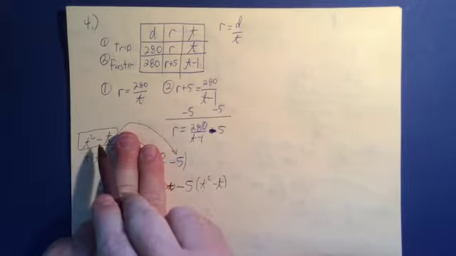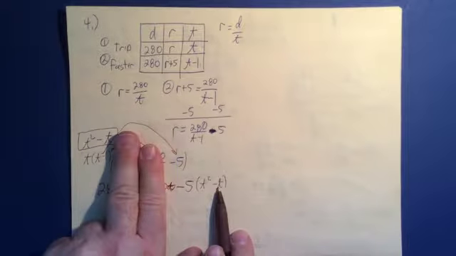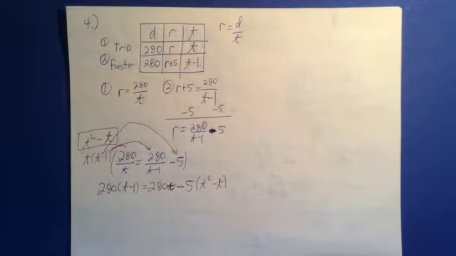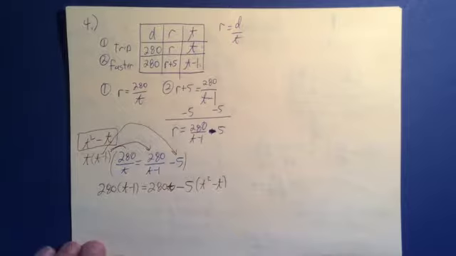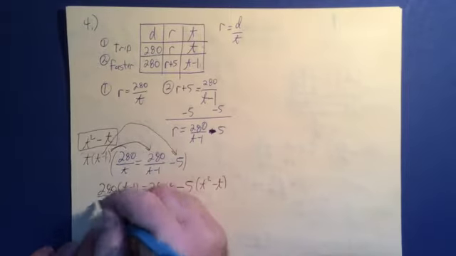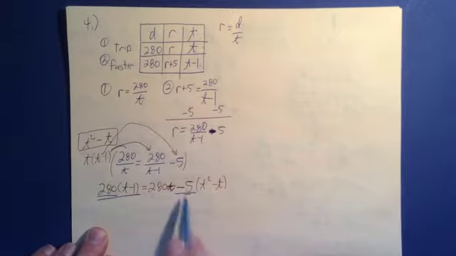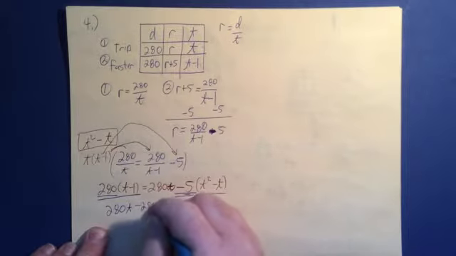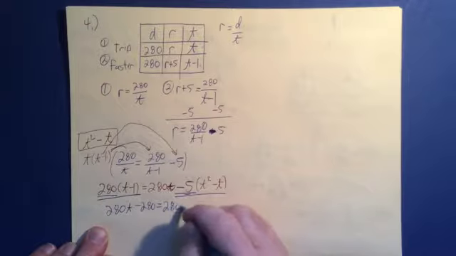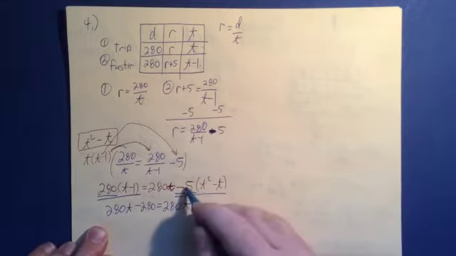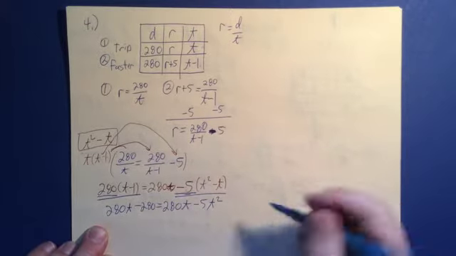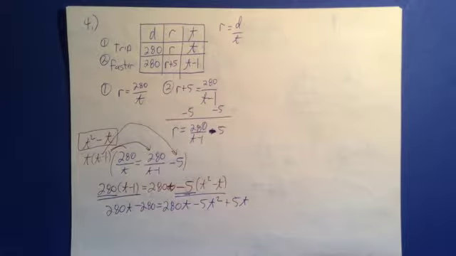Now, if you don't like this particular step and don't understand how I did this, just do the work I showed in the first problem, distributing it through. But I think this will probably save a little time and maybe reduce some of the confusion. Okay, so let's go ahead and distribute where we can. So I'm going to distribute through here, and I'm going to distribute a negative 5 through here. So this is going to be 280t minus 280 equals 280t. Now negative 5 times t squared will be negative 5t squared. Negative 5 times negative t will be plus 5t.